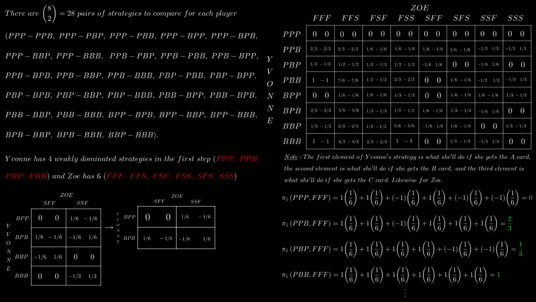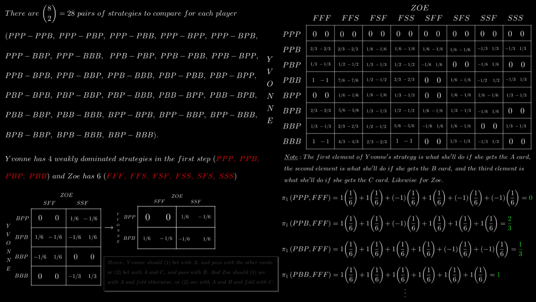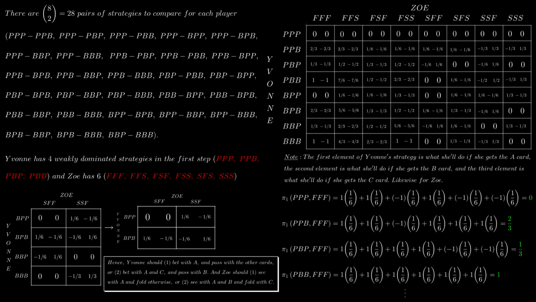Hence, these are the strategies that each player should employ during the game. Namely, Yvonne should either bet when she has the A card and pass when she has the other cards, or she should bet when she has either the A card or the C card and pass when she has the B card. And Zoe should either C when she has the A card and fold with the other cards, or C when she has the A or B card and fold with the C card. And that's all she wrote, my friends. That's your answer.